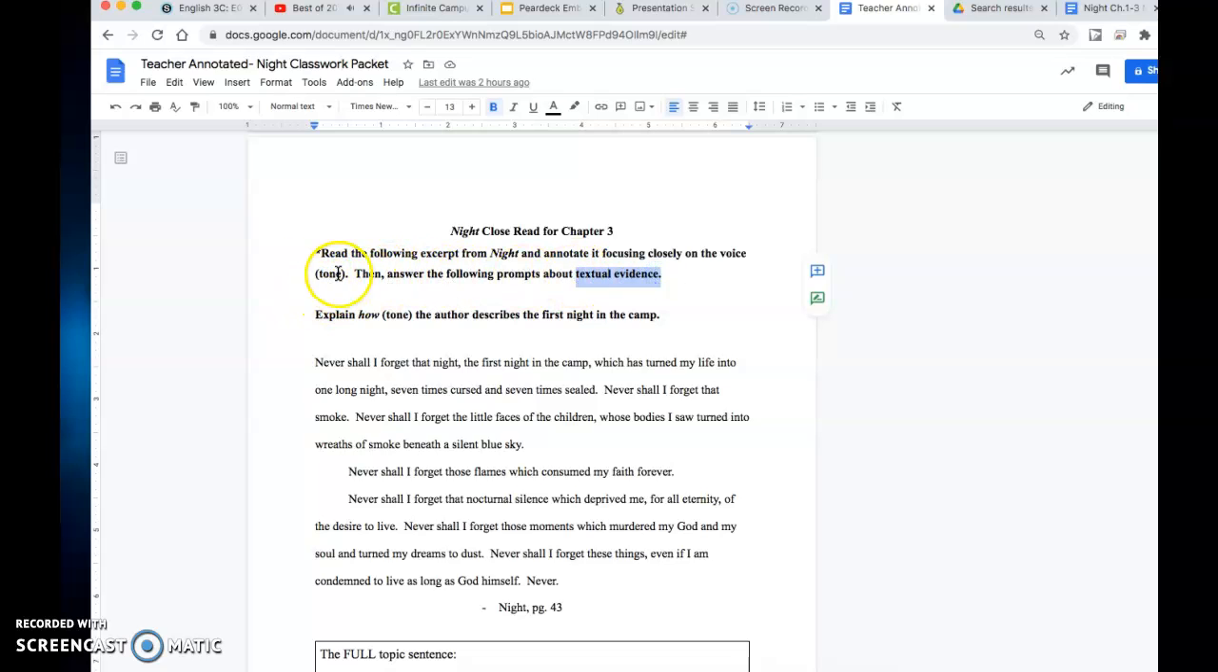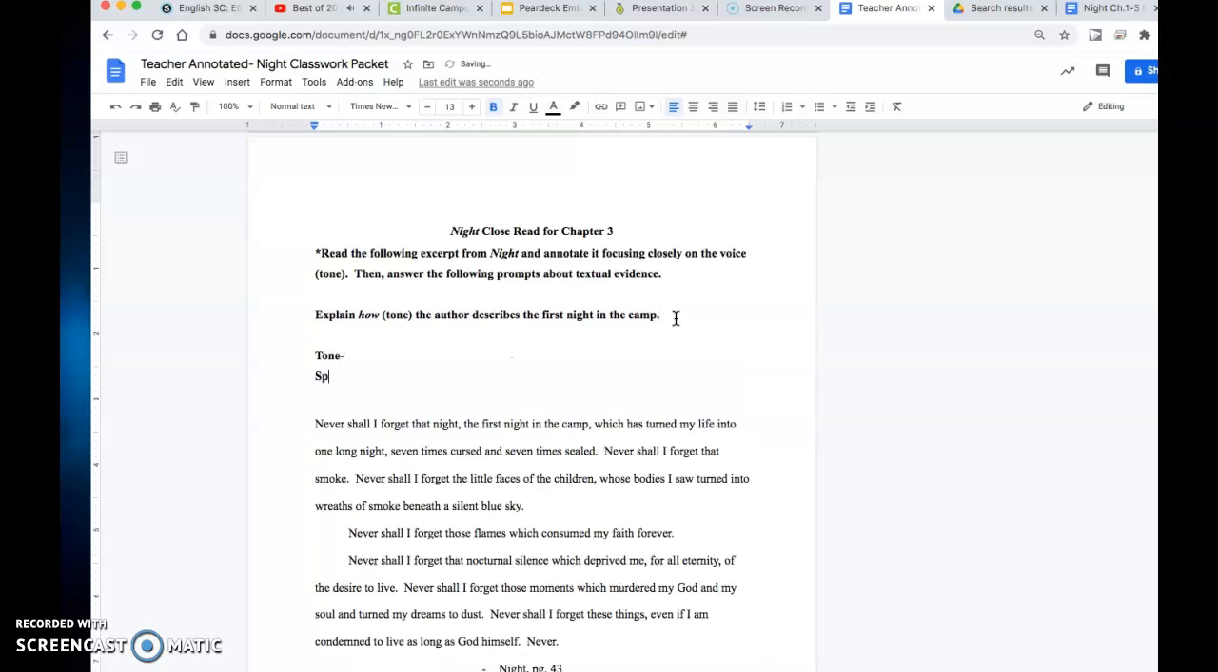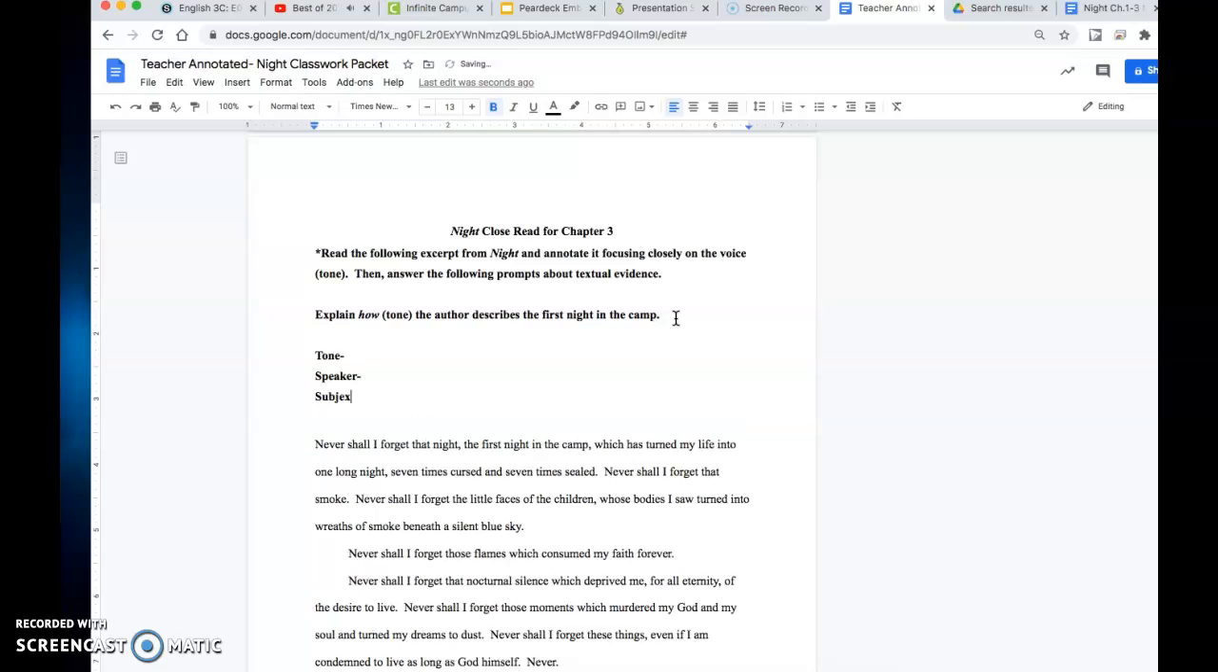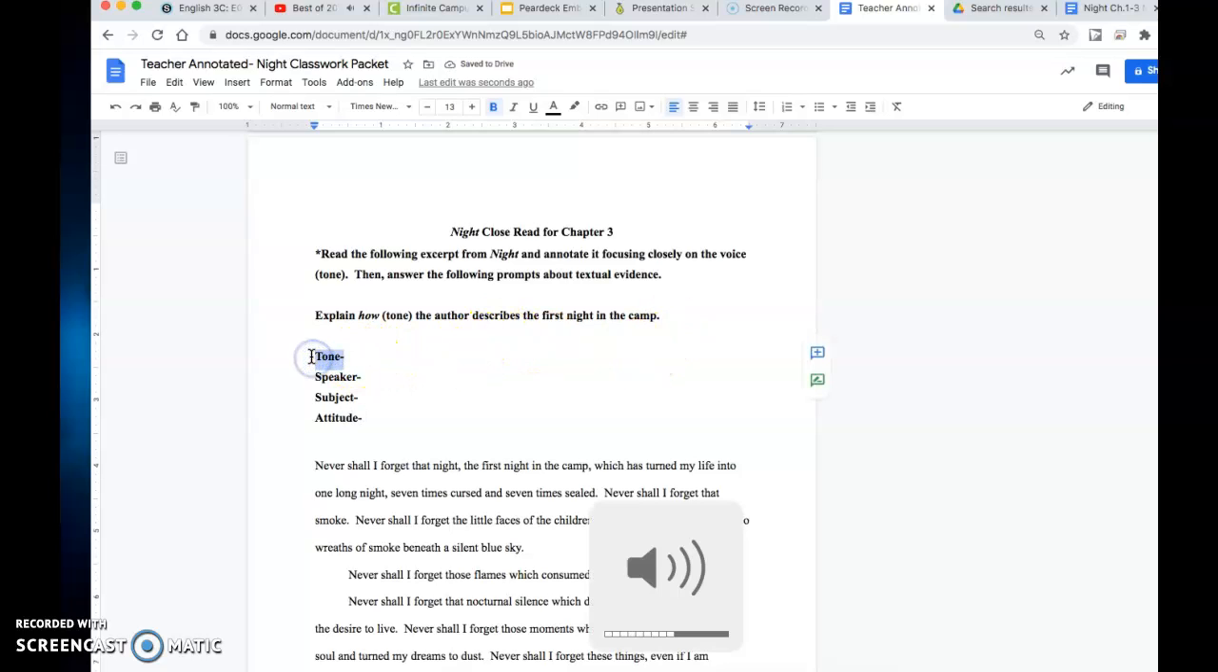So you guys should be clicking in now how to find tone, and then what we're doing is we're using it to pull out quotes for the E in our CER paragraphs. Explain how the author describes the first night in camp. So if we're looking for the tone, we need to find the speaker, the subject, and the attitude. And that will give us our tone.